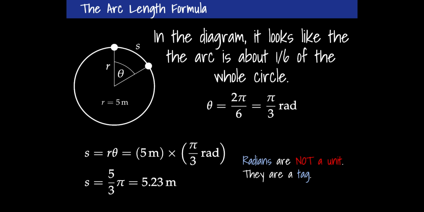Now, I've written the rad there because if I were to say it out loud, I would probably say pi on 3 radians. That's probably what I would say when I spoke it. But when I do the calculation, I'm doing 5 times pi on 3, which is 5/3 of pi, and I put that into my calculator as 5.23 meters. 5.23 meters. Where did the rad go? You lost the rad. The rad was never there. Because radians are not a unit of measure.